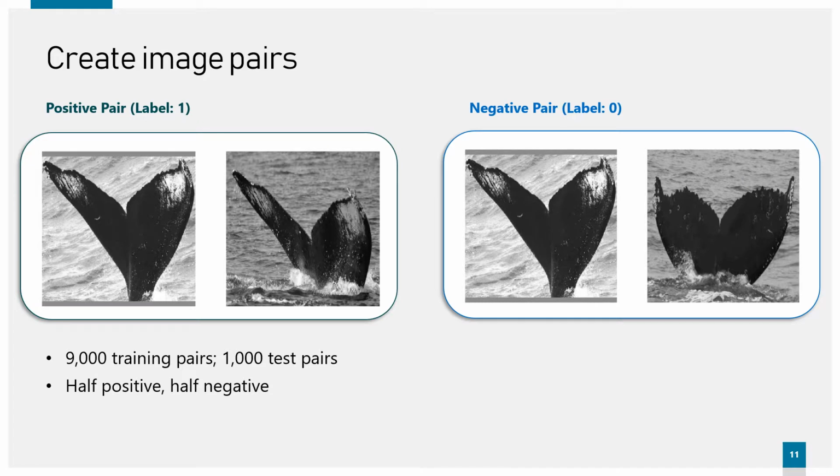Next, image pairs were created. A positive pair consisted of pictures of whale tails from the same whale, and a negative pair consisted of pictures of whale tails from different whales. In total, there were about 9,000 training pairs and 1,000 test pairs, with exactly half of them being positive pairs and half of them being negative pairs.